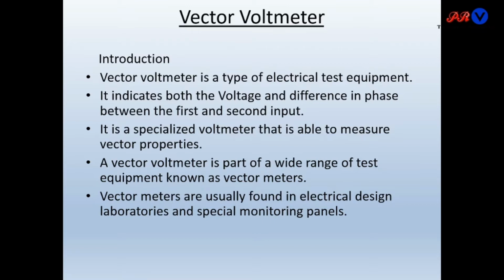A vector voltmeter is a part of a wide range of test equipment. Vector voltmeter is a test equipment and it is a part of the vector meters. Vector meters are usually found in electrical design laboratories and special monitoring panels.